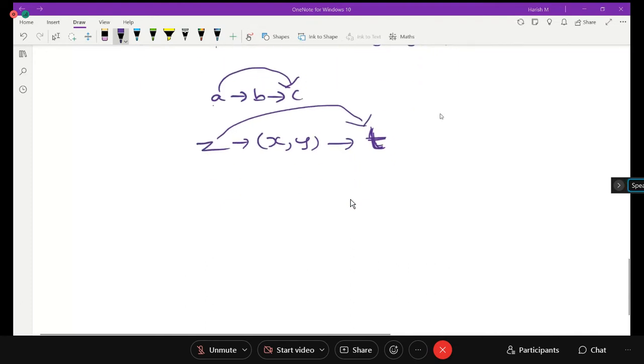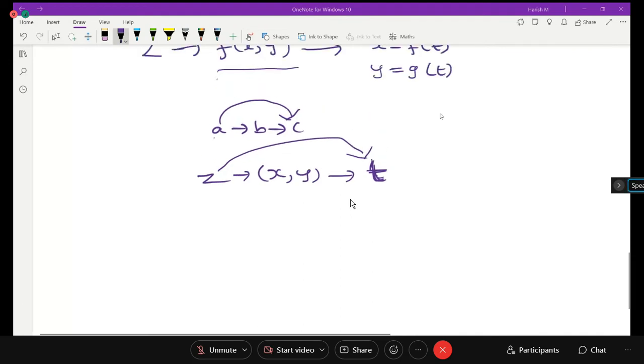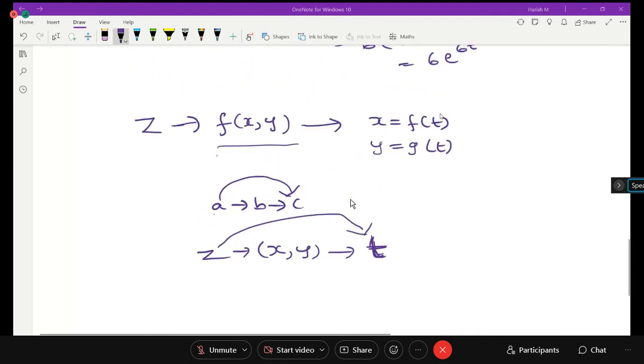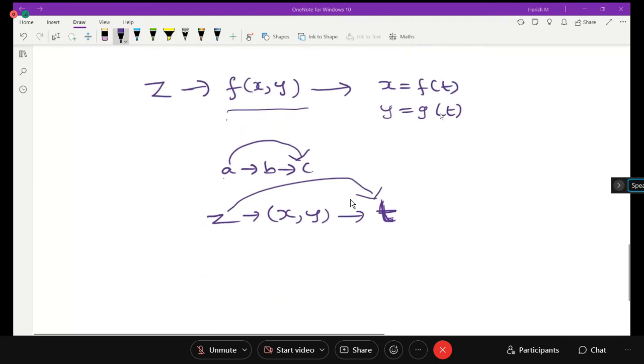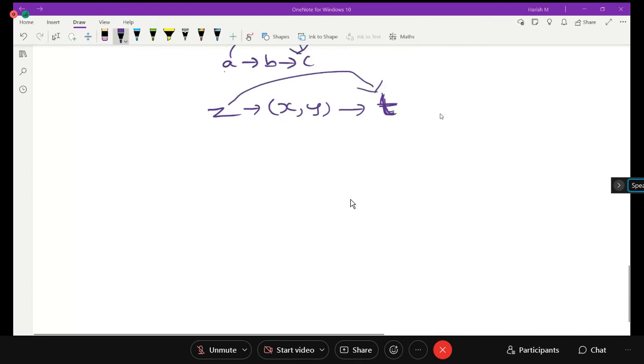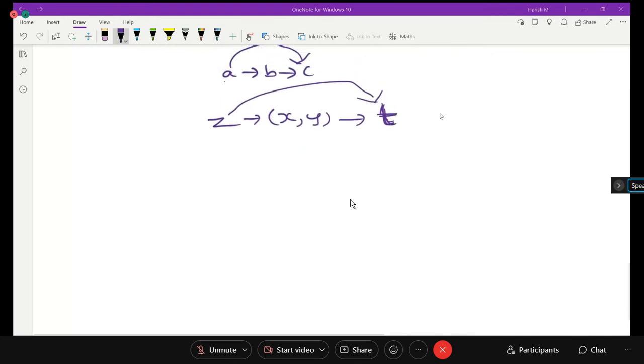Okay. Any questions? Somebody asked something. So could you scroll up a little? Here, I have taken z as a function of x and y. x and y, they in turn are dependent on only one variable t. Right? Now, if z is dependent on only one variable, are you going to come across ordinary derivative or partial derivative?